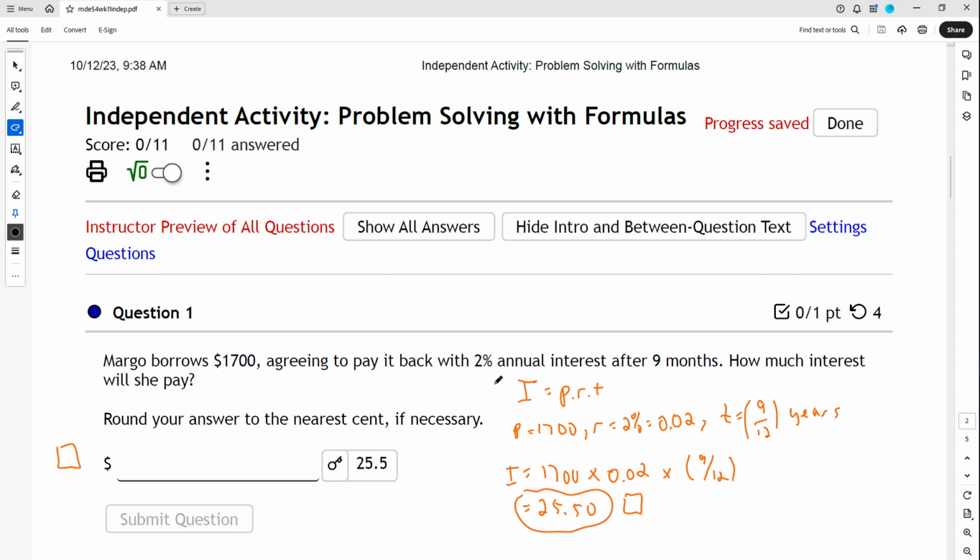So the first thing I did was I wrote out my formula. The second thing I did was I assigned values to my variables in the formula. The third thing I did was I plugged into the formula. And the fourth thing was I simplified it.